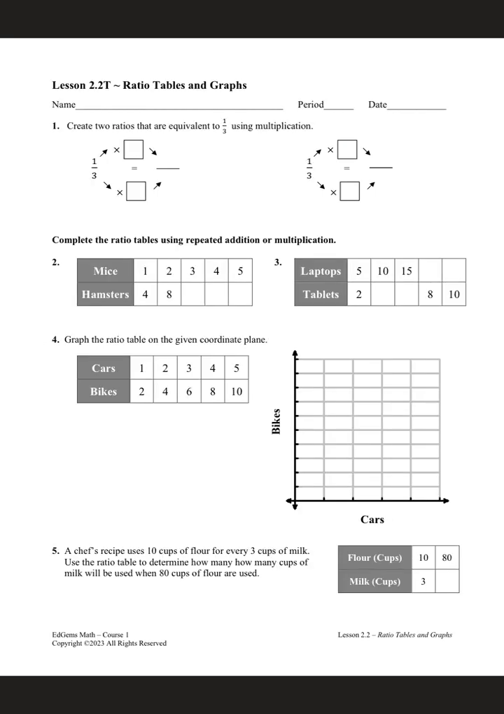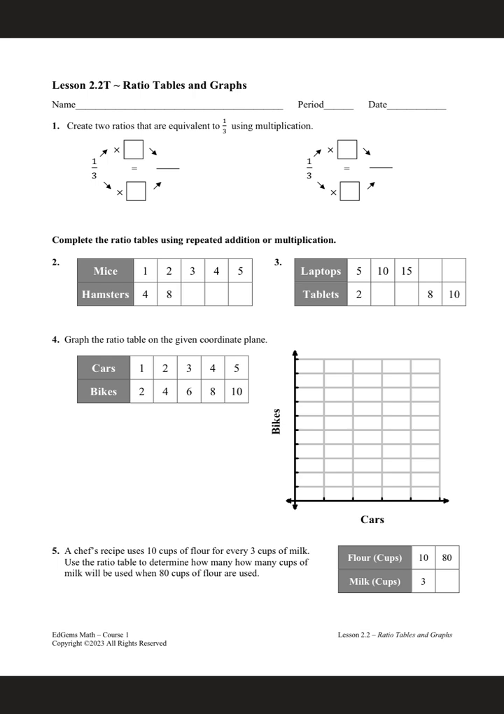Okay, so for number 1, it says create 2 ratios that are equivalent to 1/3 using multiplication. So this is where you get to do what you want as far as creating 2 equivalent ratios to 1/3. Just choose a number, something within reason, of course. But hey, it's up to you.